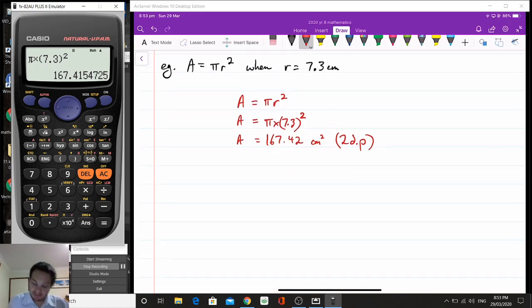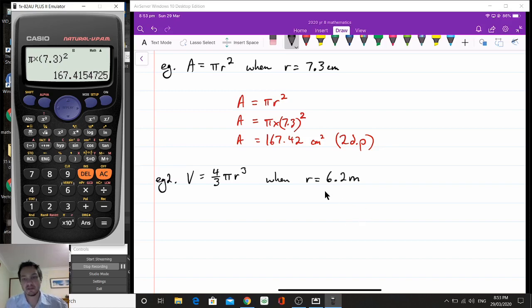Okay, let's have a look at another example, EG2. So just say I want to look at the volume of a cube. We see 4/3 of pi r cubed is the formula. That's the formula for the volume of a cube, sorry, a sphere. 4/3 of pi r cubed is the volume of a sphere when r is equal to, say, 6.2 meters.